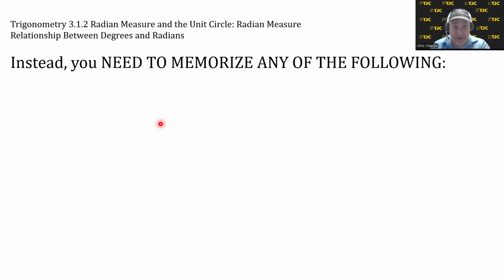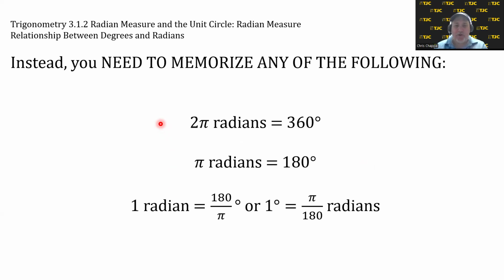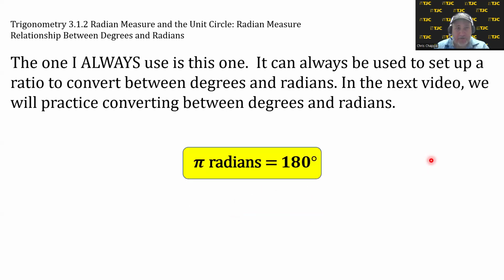Instead, you need to memorize any of the following. Either 2 pi radians equals 360 degrees, or cut that in half to make it say pi radians equals 180 degrees. Or either divide both sides by pi or both sides by 180. If we divide by pi, we get 1 radian equals 180 over pi degrees. But if we divide both sides by 180, we get 1 degree equals pi over 180 radians. Any of these will work, but I always use this one. Pi radians equals 180 degrees. It can always be used to set up a ratio to convert between degrees and radians, like a unit conversion. In the next video, we will practice converting between degrees and radians.